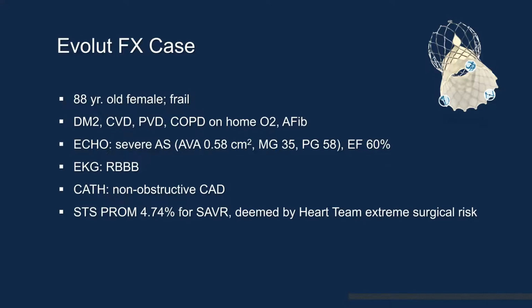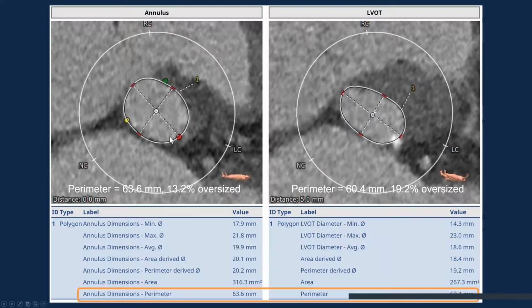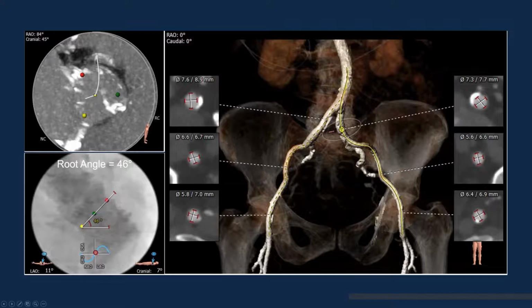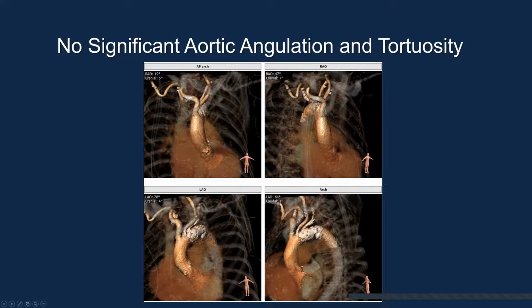So here's an example case, the Evolut FX case of an 88-year-old female, frail on home oxygen, certainly extreme surgical risk for TAVR. And you can see that in this particular case, the CT shows the annulus is quite small, 63.6 millimeter by perimeter, 13.2% oversized, and then a smaller LVOT with larger oversizing relative to a 23 millimeter FX valve. Sinus of Valsalva are quite sufficient, 25 millimeter, bigger. You can see that here the coronary anatomy looks favorable, and access is relatively straightforward with a pretty favorable root angle. There's also no aortic tortuosity either.